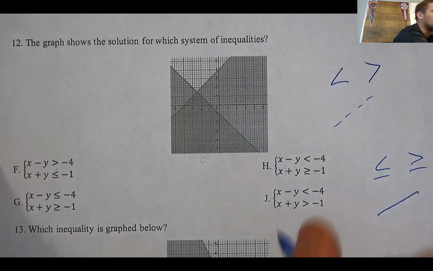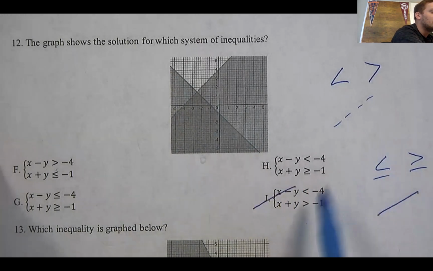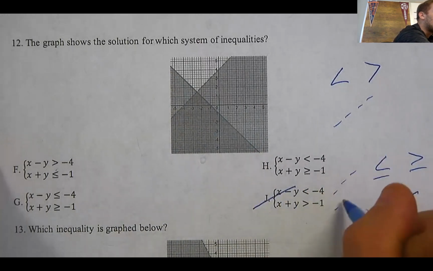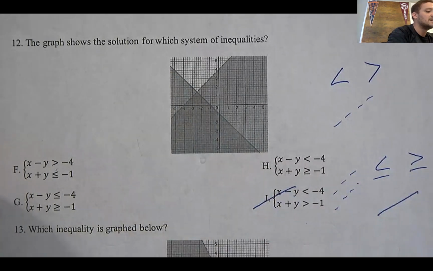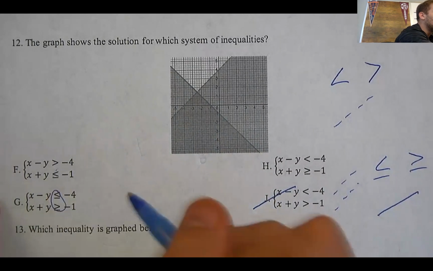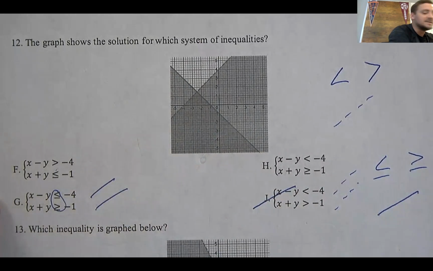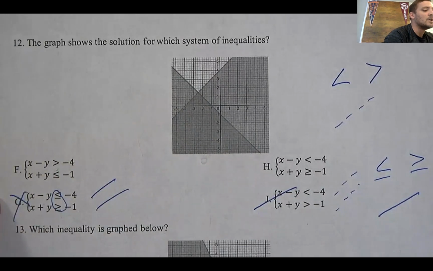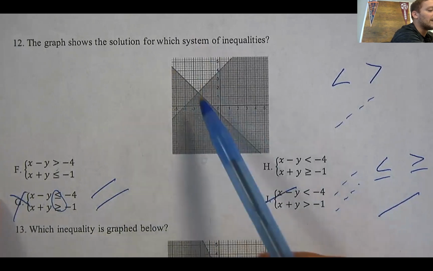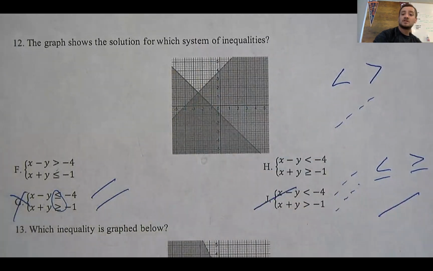So answer choice J would represent 2 dashed lines, but we don't have 2 dashed lines. Answer choice G would be 2 solid lines, and we don't have 2 solid lines. We have 1 line that's solid and 1 line that is dashed. So just by doing that, I'm not going to do any math yet. Just by looking at what type of lines our inequalities use, we already have it down to 2 answer choices.